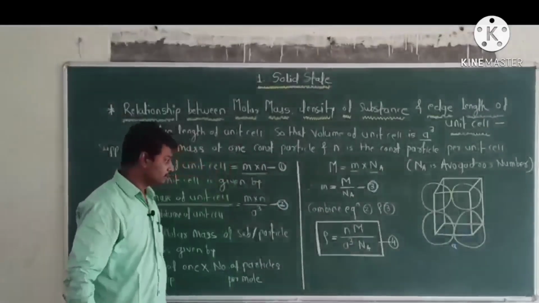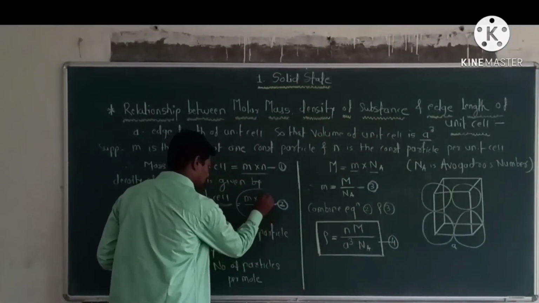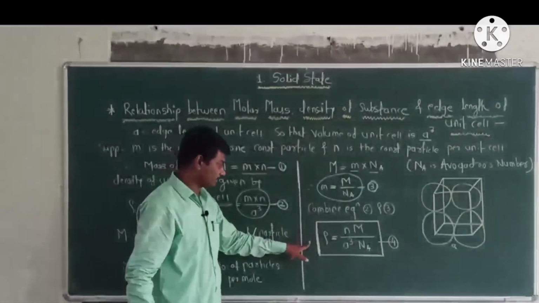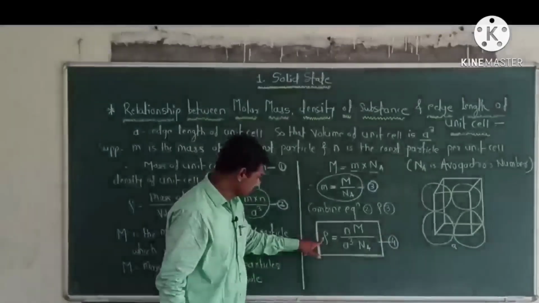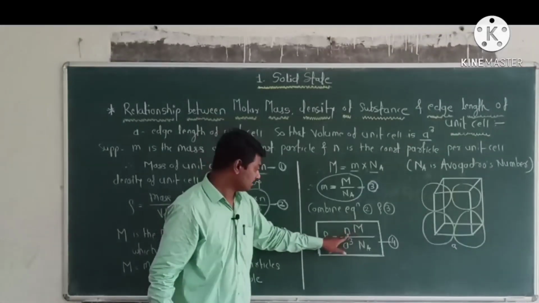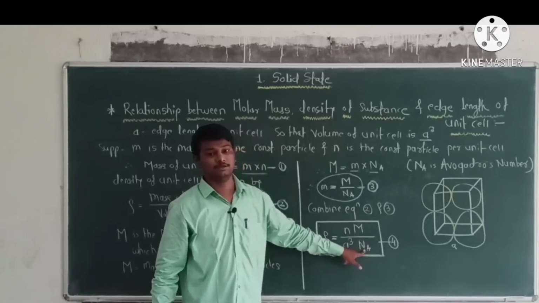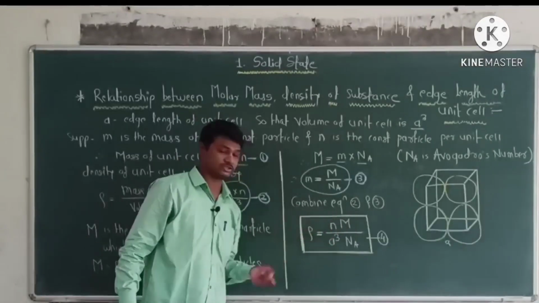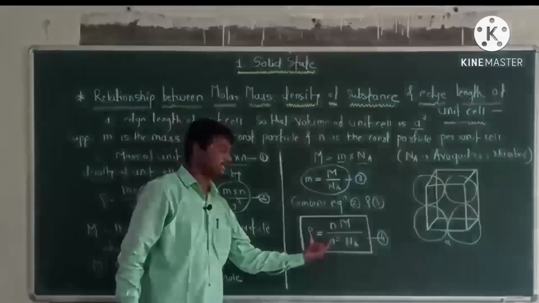Then combine equation number 2 and 3. Combining these two equations, we get a new equation for the density of a unit cell: density is equal to n capital M, that is molar mass, divided by a cube, volume of unit cell, into Na, that is Avogadro's number. By knowing any 4 parameters of this equation, we can calculate the 5th parameter by using this equation.